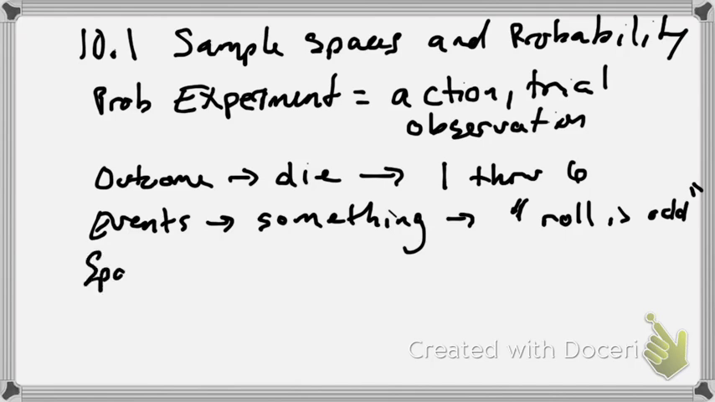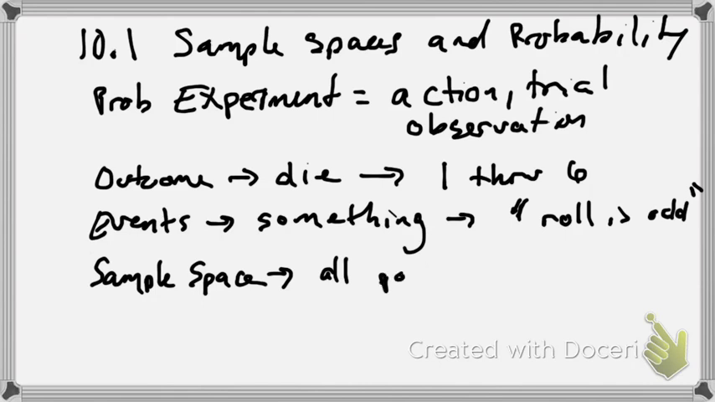And then finally, the sample space. Oops, I'm going to rewrite that. The sample space is the set of every possible thing that could happen. So the sample space is all possible outcomes. So that's like me saying if we flip a coin, the sample space is 2 because it's either going to be heads or tails, right?